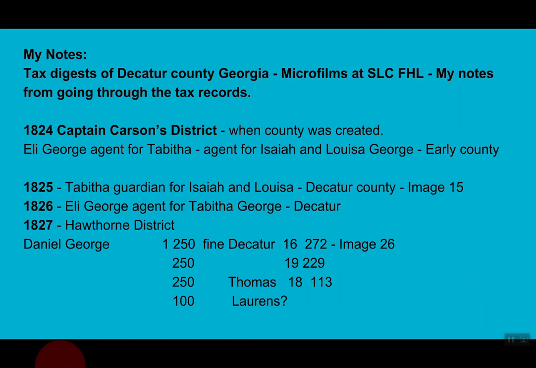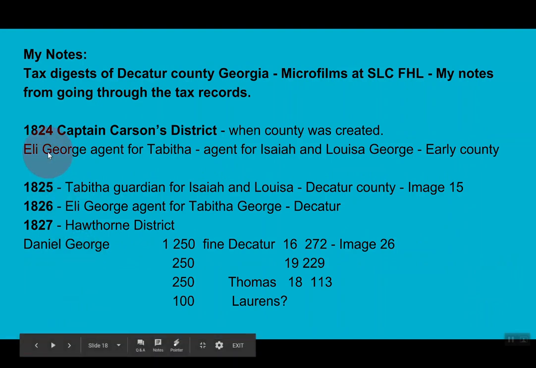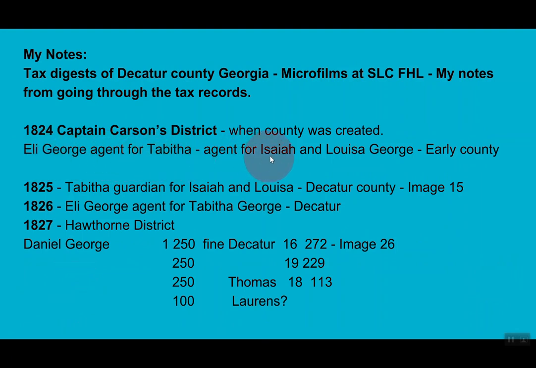And so to be able to look through these, you can get some good ideas. For instance, in 1824, there's an Eli George who's an agent for Tabitha, and she's an agent for Isaiah and Louisa George. And by agent, we mean that they are acting on behalf of another person. So possibly they're paying the taxes for them or went down to pay them. And so this just keeps going on. And so you will take out all the George surnames, or your surname that you're searching on, and kind of determine how these families look. So let me show you.